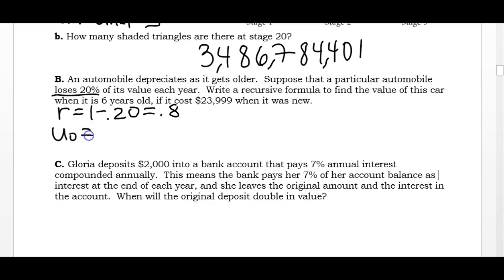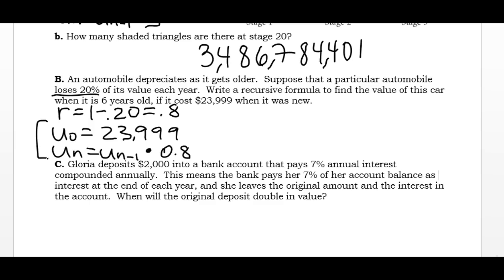My formula needs two pieces of information, my starting term and how I change. And so this is a little different than when we were doing the arithmetic sequences. I'm putting a U0 down instead of a U1 down because the 23,999 is the value of the car when it's 0 years old as opposed to the value when it's 1 year old. And this way I can keep track of my years a lot easier. I've already calculated the ratio, so I know I can put the 0.8 on my formula, and now this is my formula, my starting term and how I change.